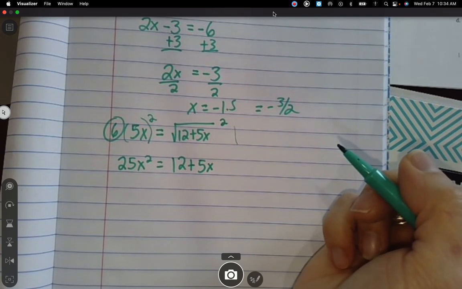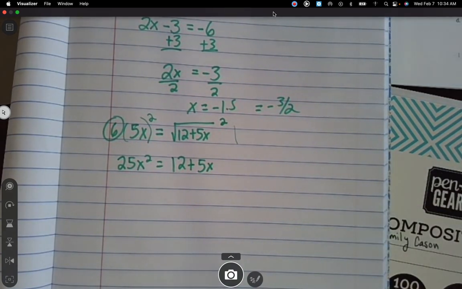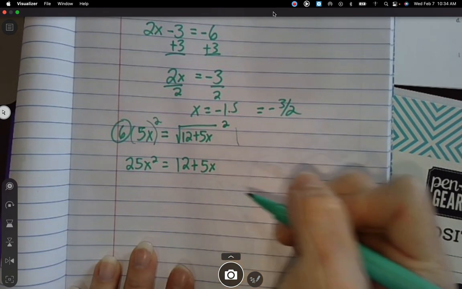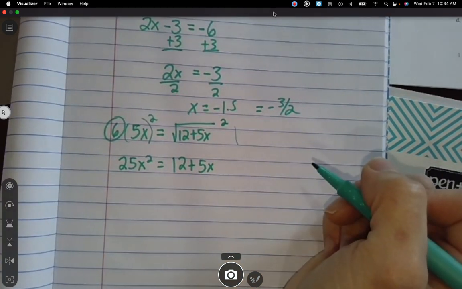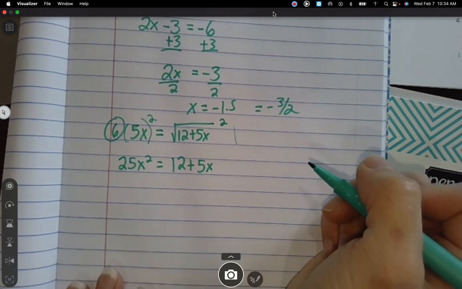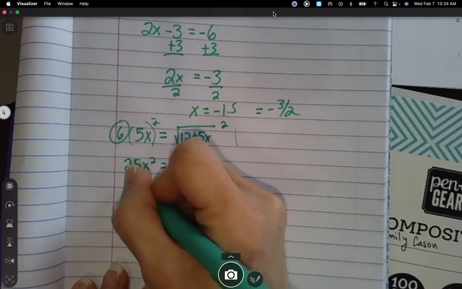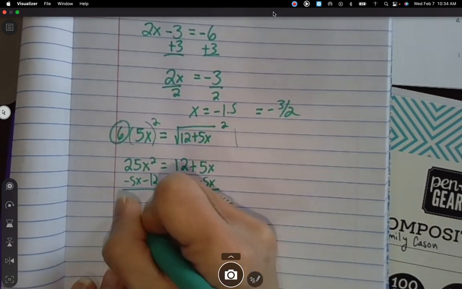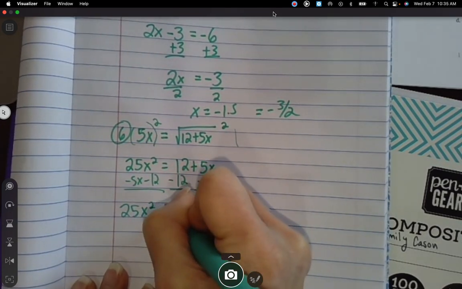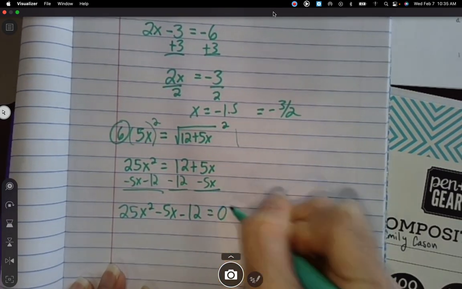Oh, this one's awful. Isn't it? I'm trying to think. That one's going to be similar. We'll just go with it. So what I'm going to do is, I think I'll show y'all this way. Move everything over and set it equal to 0. We can factor or graph. We're going to graph. Okay, graphing's way easier. So I can set it equal to 0. So I would move my 12 and my 5x all over there. 25x squared minus 5x minus 12 equals 0.